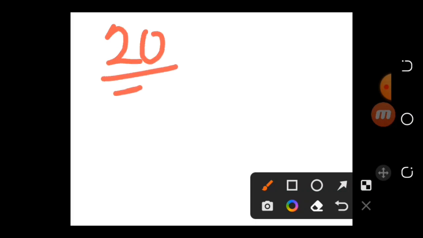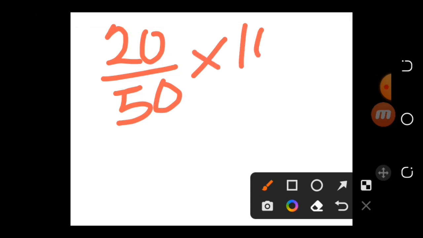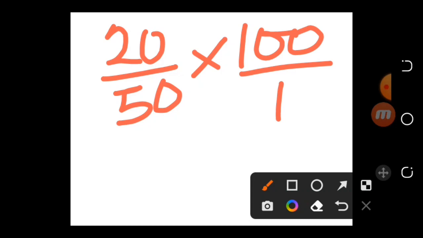What you need to do is to what? You say 20 over 50 times 100 over 1. Immediately you hear percentage, this is exactly the way to express it. Express 20 as a percentage of 50. This is the way to express it.